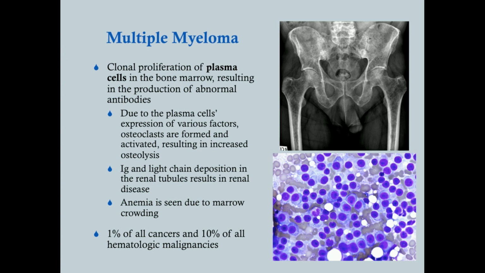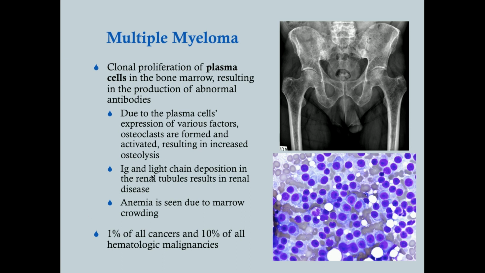So multiple myeloma is a clonal proliferation of plasma cells in the bone marrow, which results in the production of abnormal antibodies. Those abnormal plasma cells actually secrete a factor which causes the osteoclasts, remember, that break down bone, to become activated. And so what happens is you have an imbalance of osteoclasts, which break down bone, and osteoblasts, which make bone, and so that's why you get those lytic lesions.